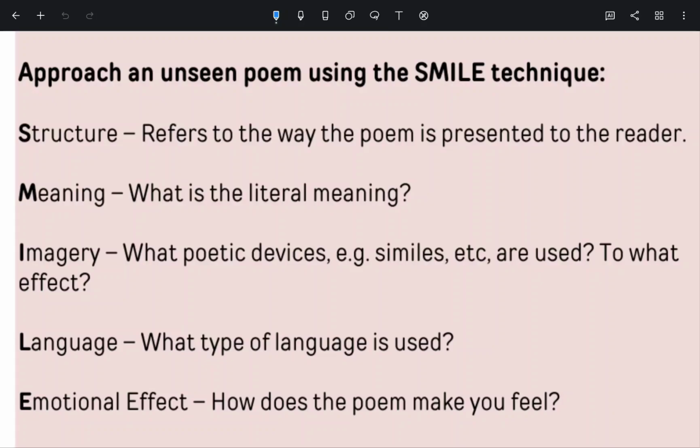And honestly, as cliche as it sounds, you need to practice. The more you practice, the better prepared you'll be for your exam. Okay, so there's no ifs, there's no buts. Practice, practice, practice.